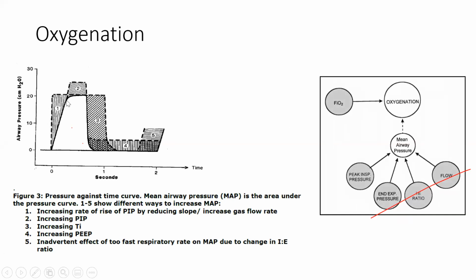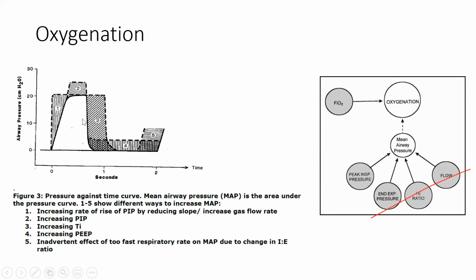The initial first slope, this is the slope. This is the peak inspiratory pressure, that is 20. And as you can see, the slope is slightly sigmoid, it's not straight. The time from start of inspiration to start of expiration is the inspiratory time, and then the expiratory phase. This is called the pressure curve, the pressure against time curve. The area under this curve determines the oxygenation.